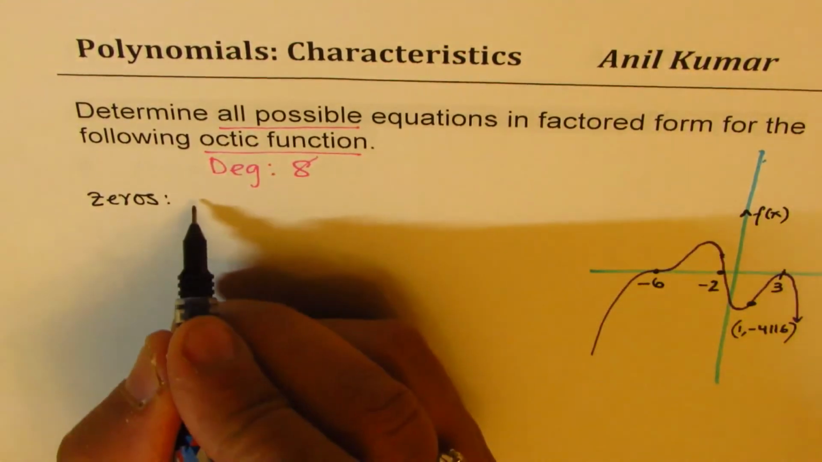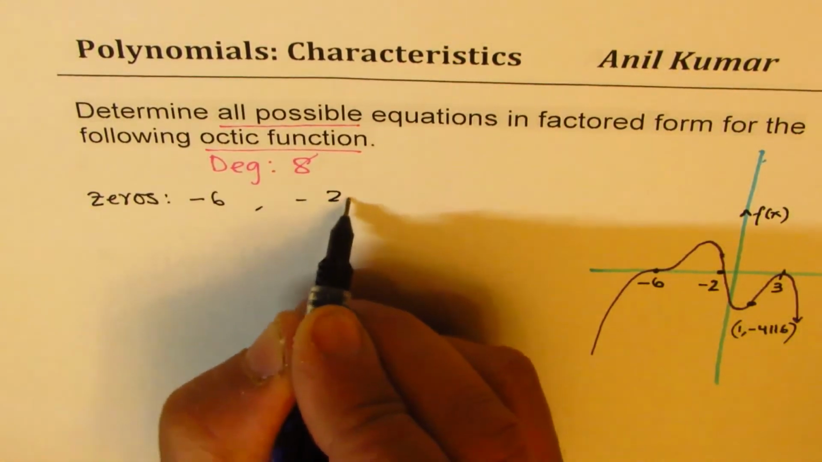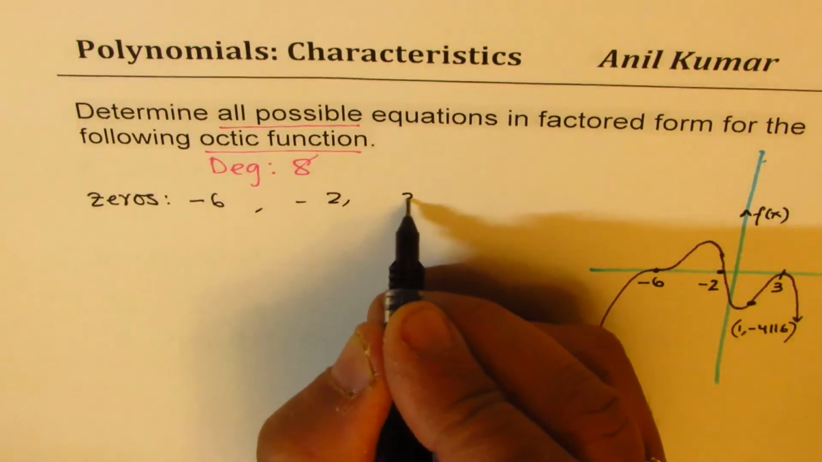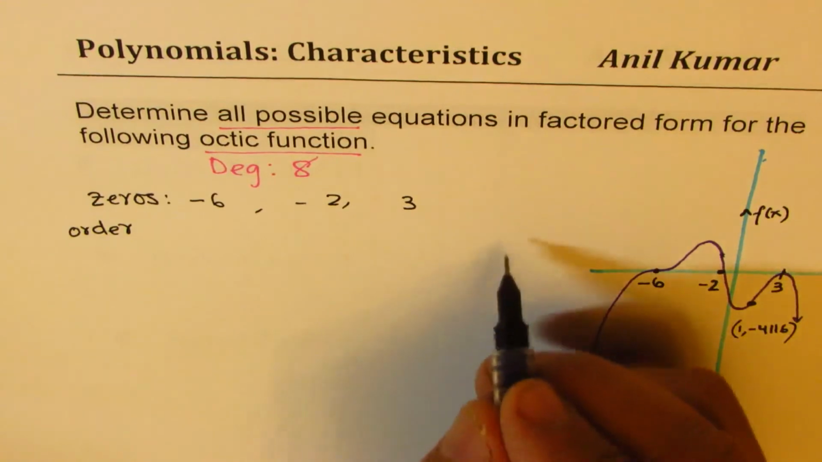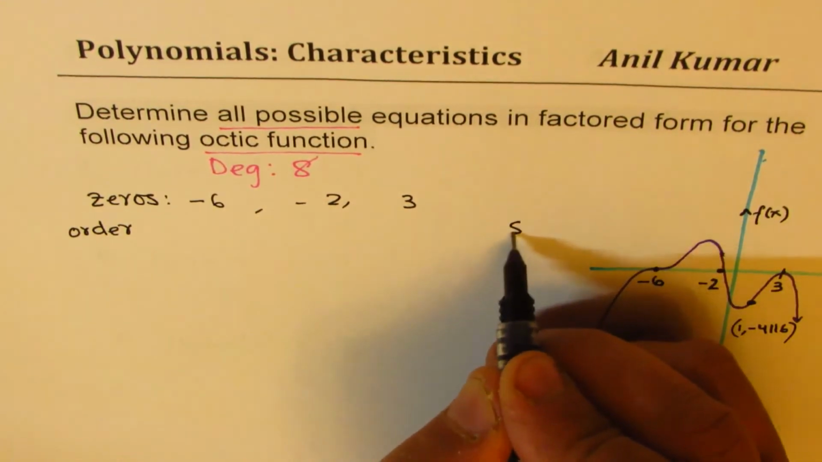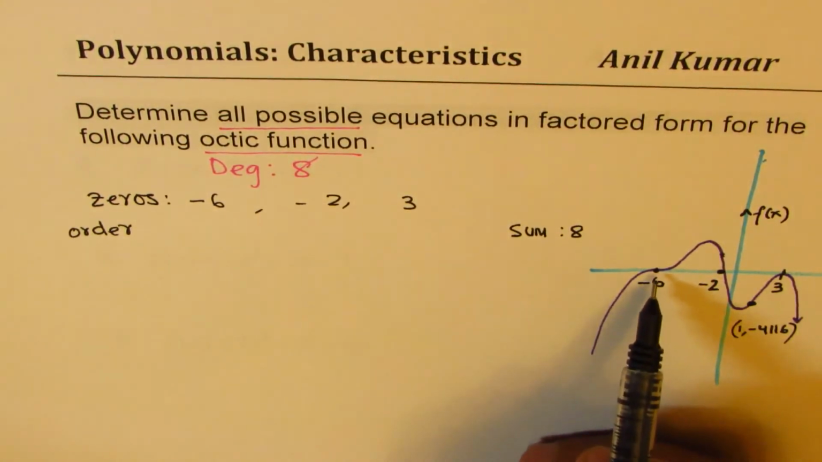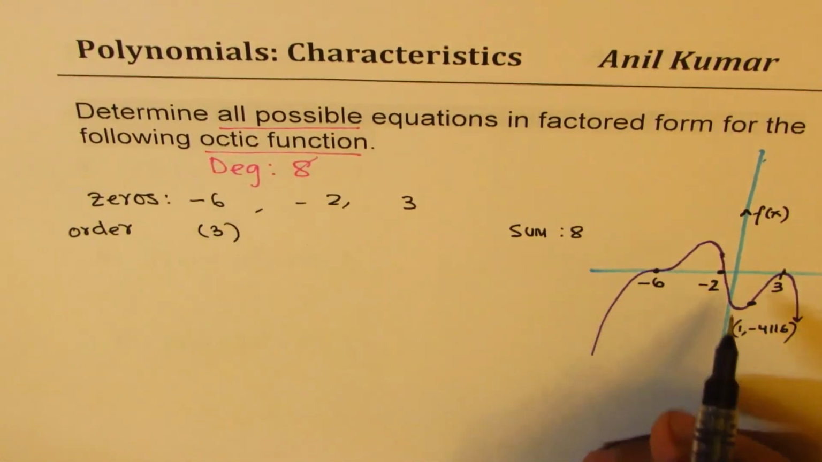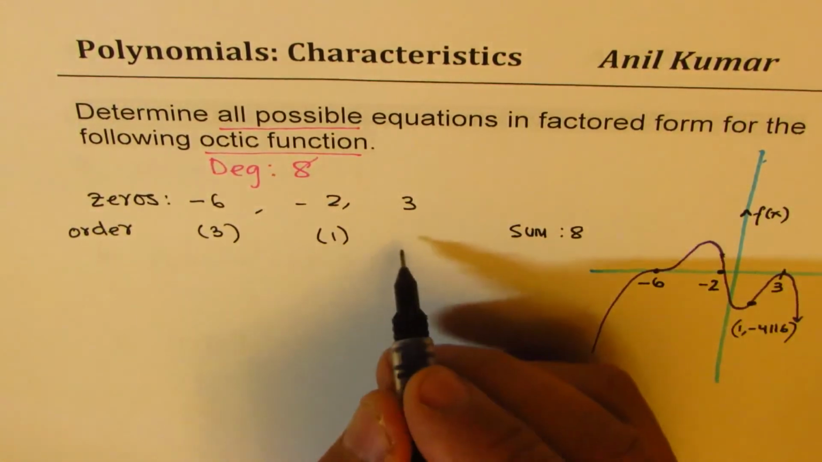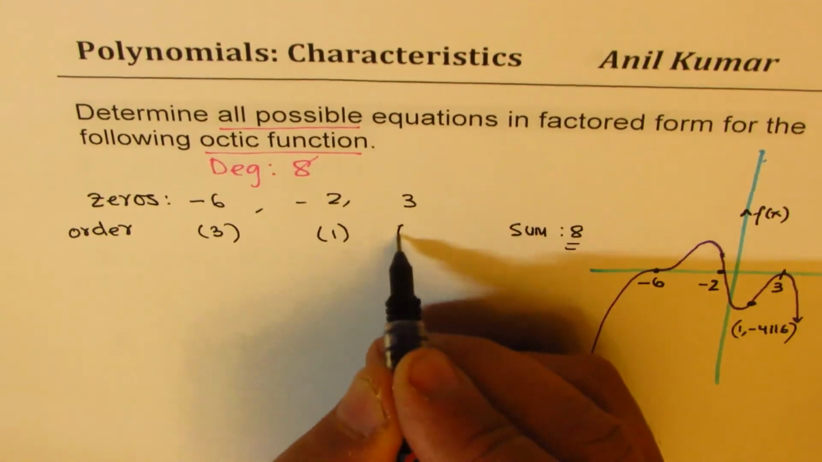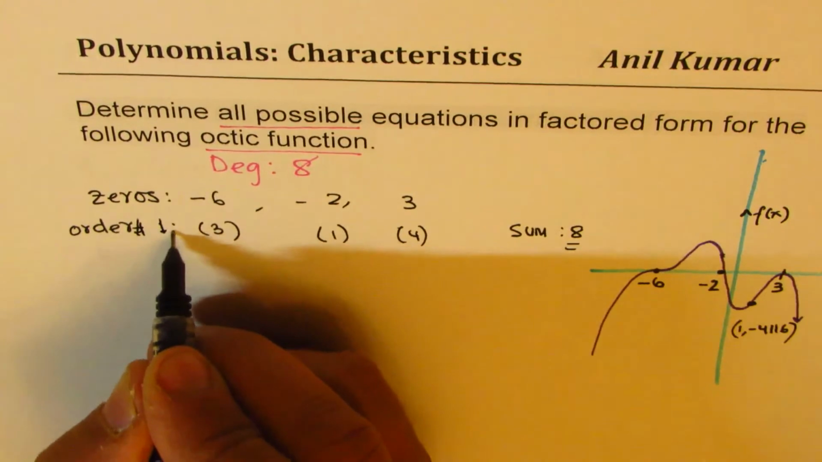So we have a zero at minus 6. We have a zero at minus 2. We have a zero at 3. Then you look at the order of the zero. We know the sum is 8. So if I say that this order is 3, and this order is obviously 1, then to make it 8, that term should be 4. So that gives you one equation. That is my first option for order.